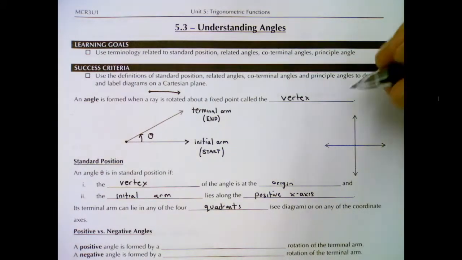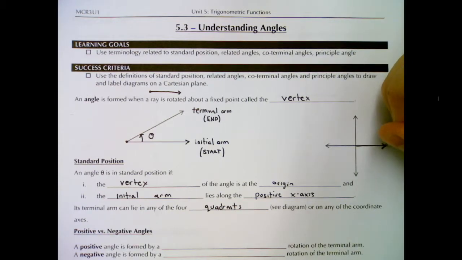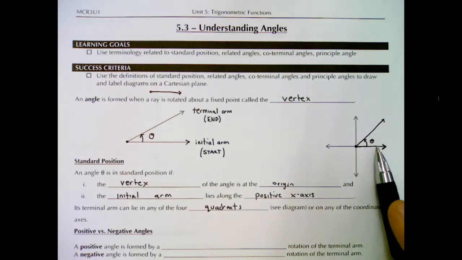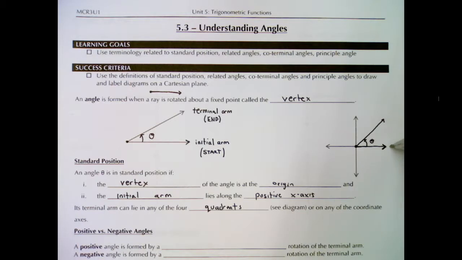So what does this look like? Well, here is my initial arm starting in standard position. This is the standard starting position. And we're going to have it rotate into the first quadrant and create an angle. There's my angle. There's my vertex. Now, if we rotate it into the first quadrant, we're creating an angle somewhere between 0 and 90 degrees. So our starting point, or our initial arm, if we don't rotate, would be 0 degrees.